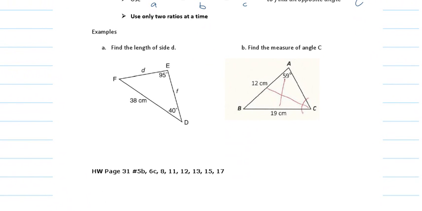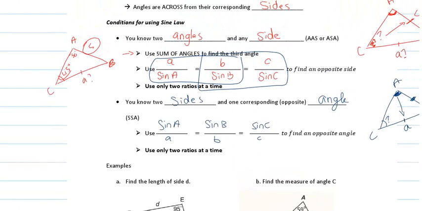So I have triangle EFD, or DEF, whatever. And then they're asking me to look for side D. Okay? In this situation, what do I have? We have 2 angles and one side, right? So that's the first one that we looked at, right? So it's this one, 2 angles on the side.